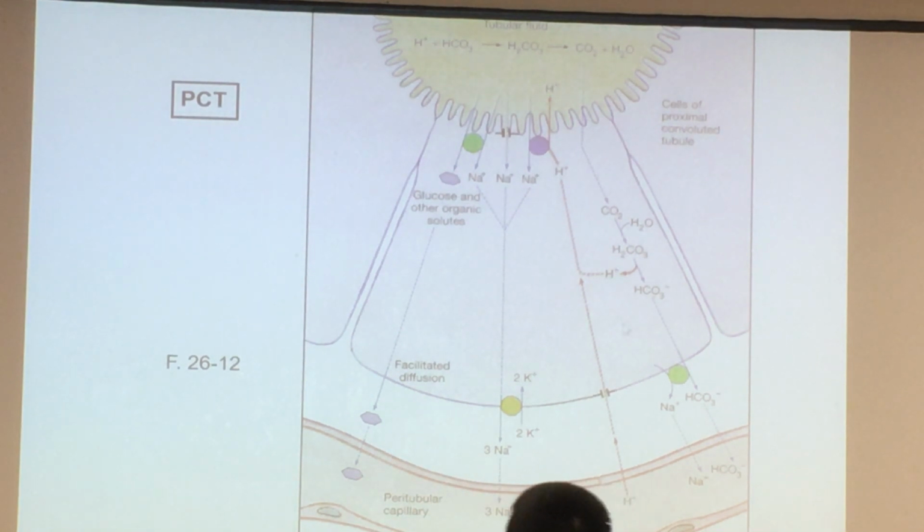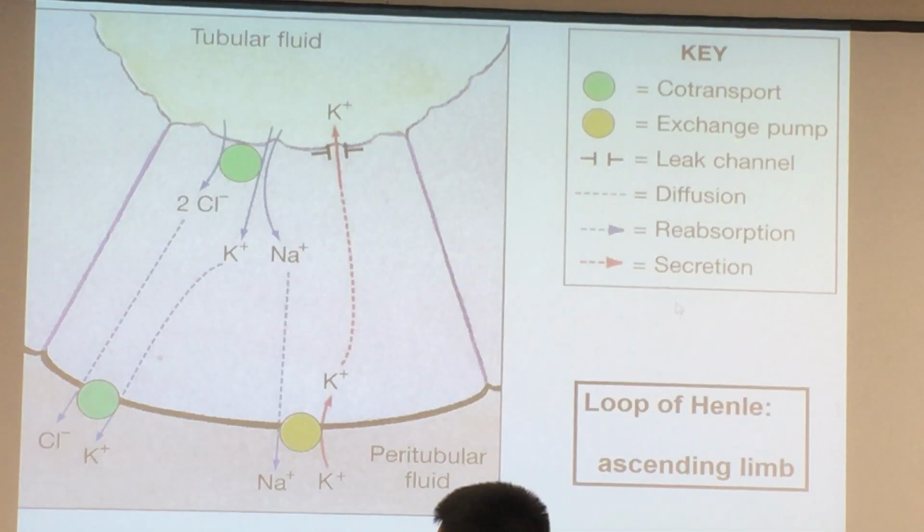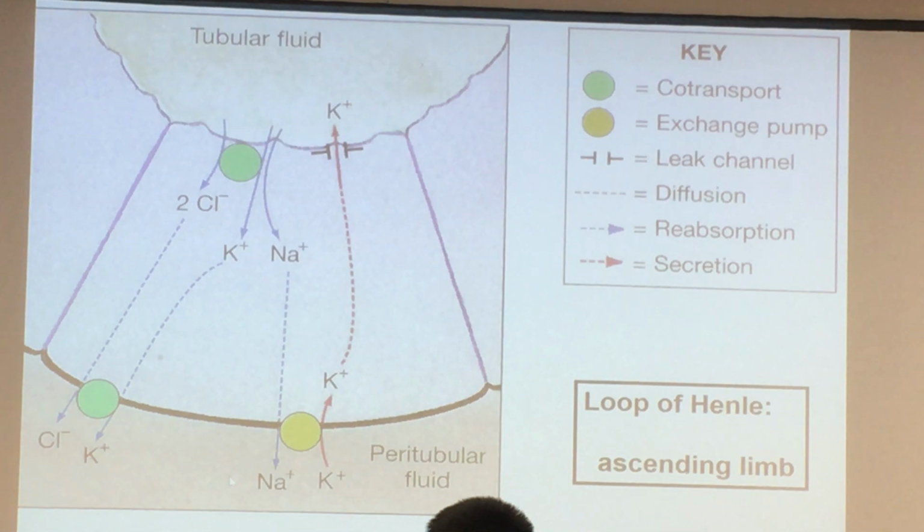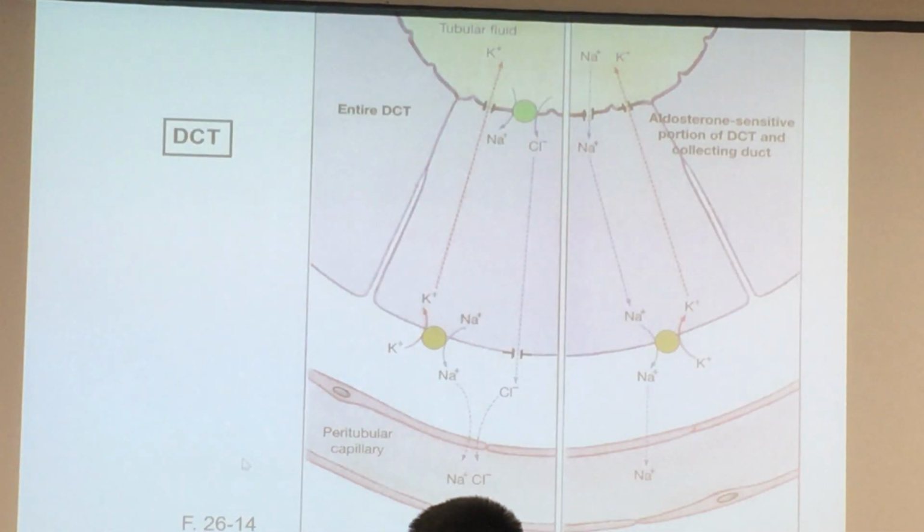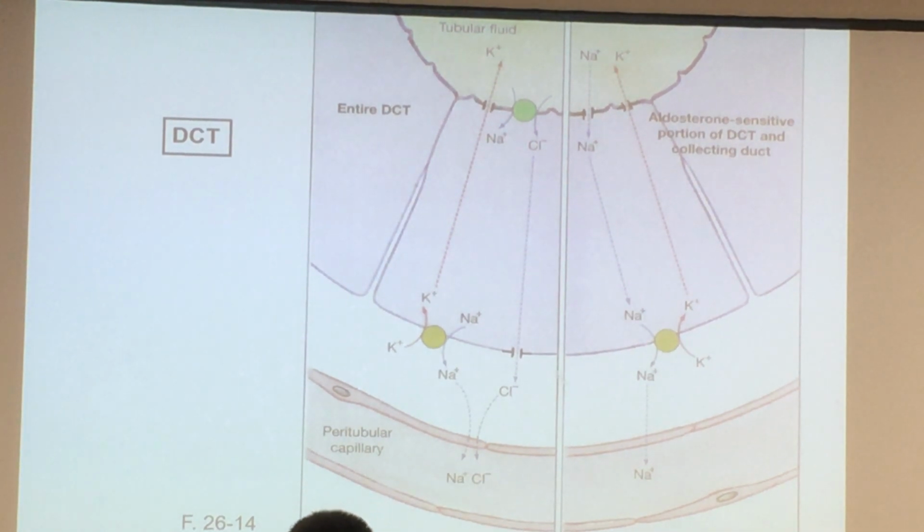And the detail you don't need to memorize, okay? I'm not asking that. This one is the loop of Henle ascending limb, which just shows you potassium. This time we don't want it, but sodium is always reabsorbed. Chlorine can go a different way. In the DCT, the same thing. Sometimes potassium we don't want, we just secrete. Sodium we always take back. Okay, sodium chloride.